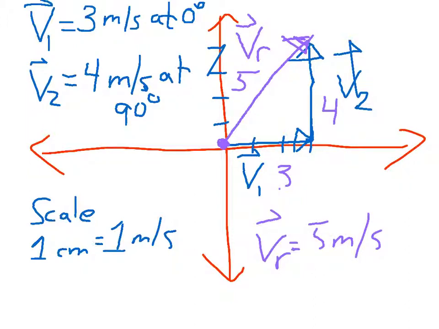And I would usually measure this with a protractor. I'm trying to measure this angle right here. I know that for this special triangle, this is a 53-degree angle, okay? But I would normally measure it with a protractor. And so there I've just added these two vectors together and gotten the result using the tip-to-tail method using graph paper. And that's it.